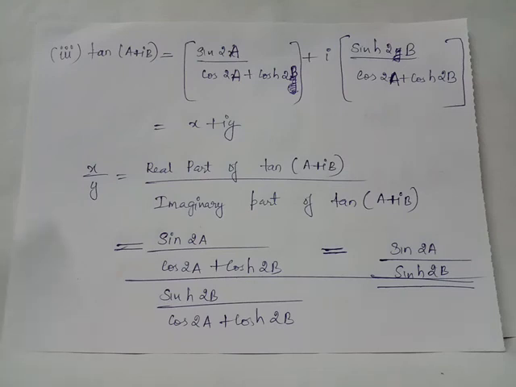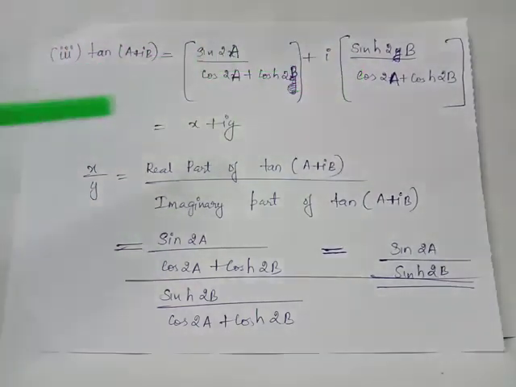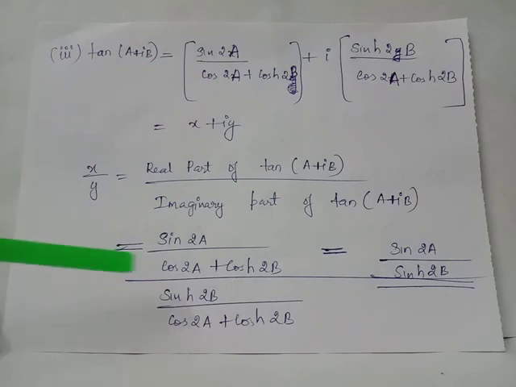When we take x by y, we have this expression divided by this expression. Since the denominators are same, we can cancel the denominators and we are left with x by y equals sin 2a upon sinh 2b. Hence, proved the result.